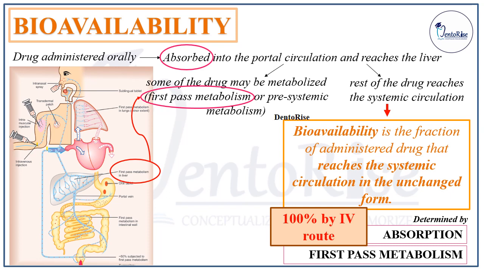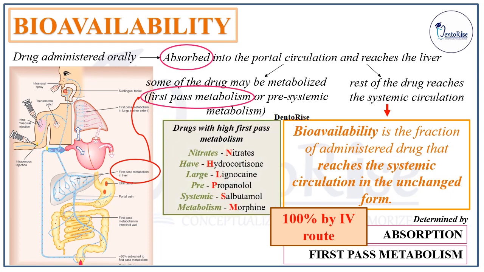So if we try to remember the drugs with high first pass metabolism, that means the drugs which get largely metabolized within the liver whenever absorbed into the portal circulation, they can be remembered with the mnemonic: Nitrates have large pre-systemic metabolism. The drugs are: N means nitrates, have means hydrocortisone, large means lignocaine, pre means propranolol, systemic means salbutamol, metabolism means morphine. So nitrates, hydrocortisone, lignocaine, propranolol, salbutamol and morphine have high first pass metabolism. The mnemonic is: Nitrates have large pre-systemic metabolism.